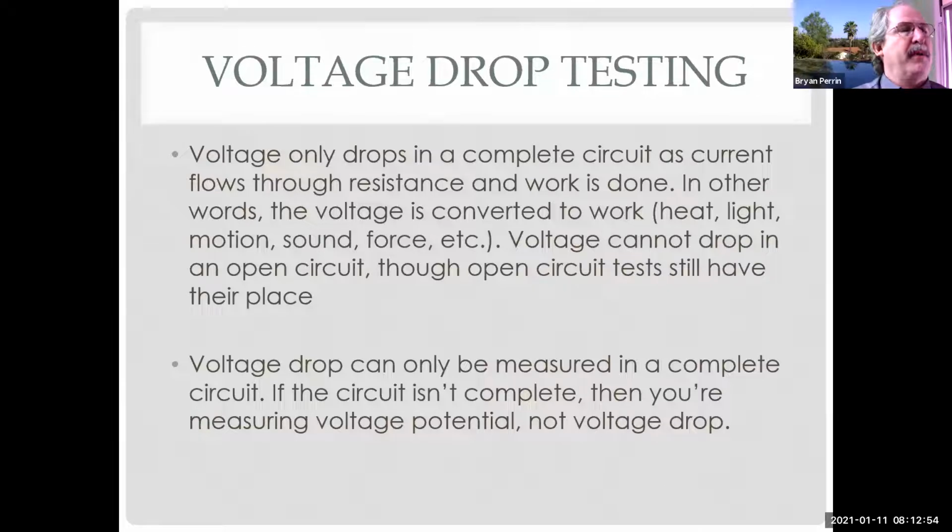In other words, the voltage is converted to work: heat, light, motion, force, etc. Voltage cannot drop in an open circuit, although open circuit tests have their place. In an open circuit, I'm still going to do a voltage drop test, but what I'm measuring is voltage potential, not actual voltage. It will find where the open in the circuit is. So voltage drop can only be measured in a complete circuit. If the circuit is open, then you're measuring voltage potential, not drop. A lot of times we don't necessarily distinguish between the two, and in the exercises we're not going to.